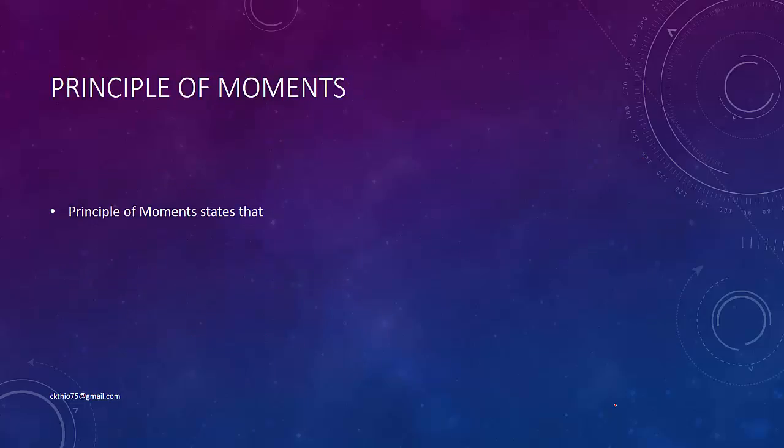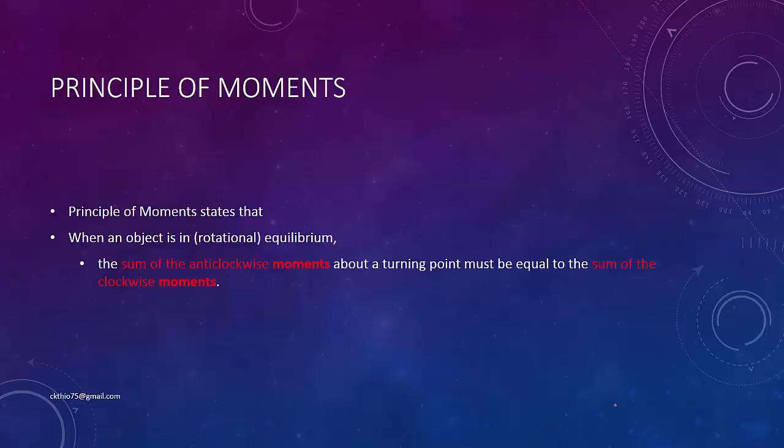So the principle of moments states that when an object is in rotational equilibrium, the sum of the clockwise moments about a turning point must be equal to the sum of the anti-clockwise moments. And turning point simply means the pivot.